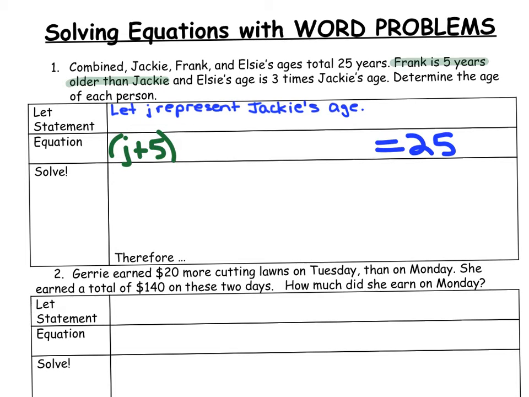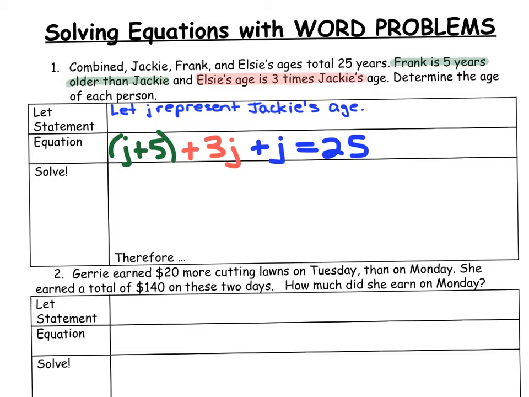So then we're going to add Frank, Elsie, and Jackie. So let's look at Elsie's age next. It says that Elsie's age is 3 times Jackie's age. So that means that Elsie's age is going to be represented by 3 times J. And we know that Jackie's age is just J. And remember, the first part of this question said that combined, when I add them all together, the ages total 25 years. So that means that when I have Frank, which is J plus 5, plus Elsie, which is 3 times J, plus J, it's all going to equal 25.